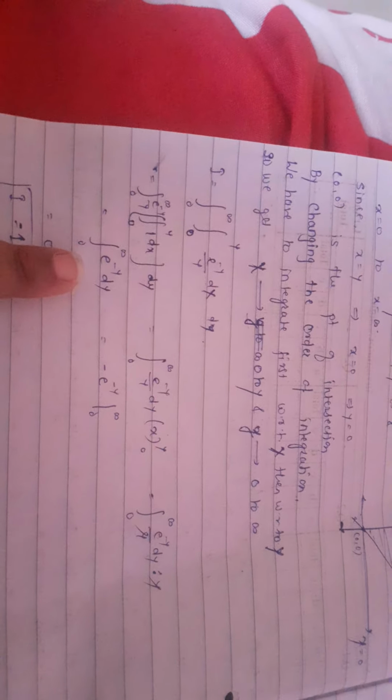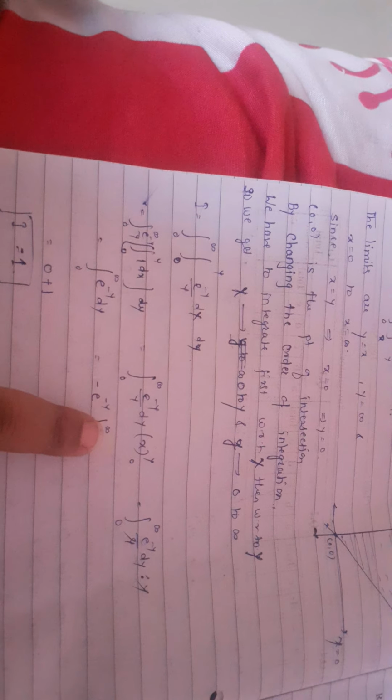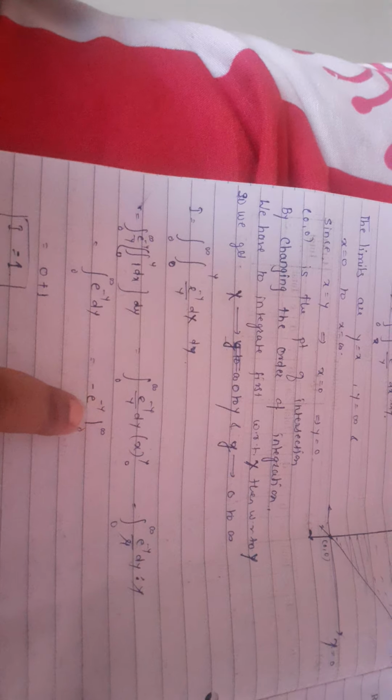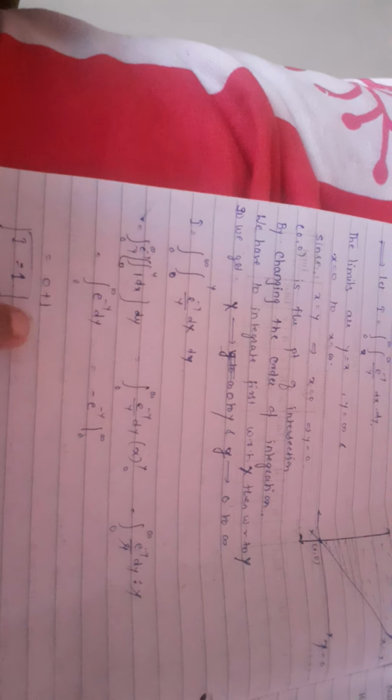The integration of e raised to minus y is minus e raised to minus y, from the limit 0 to infinity. For the upper limit, e raised to minus infinity is equal to 0, and e raised to 0 becomes 1. Due to the negative, minus becomes plus, so the value of the integration is 1 here.